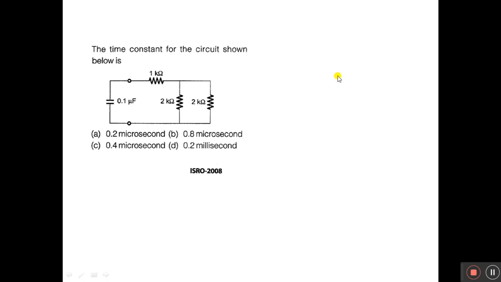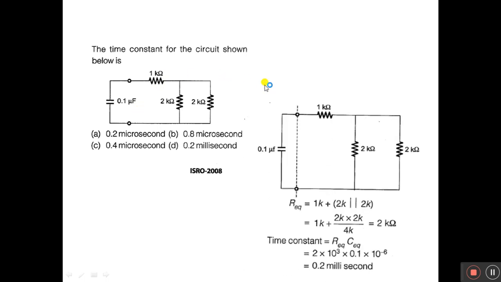Same question, they have given values. The time constant for the circuit shown below is this one. So formula, time constant is RC. These two are in parallel, and again this is in series. So 2 by 2, that is the two resistor networks are in parallel. So 2 by 2 plus 1, so 3. So 3 into 0.1 microfarad.